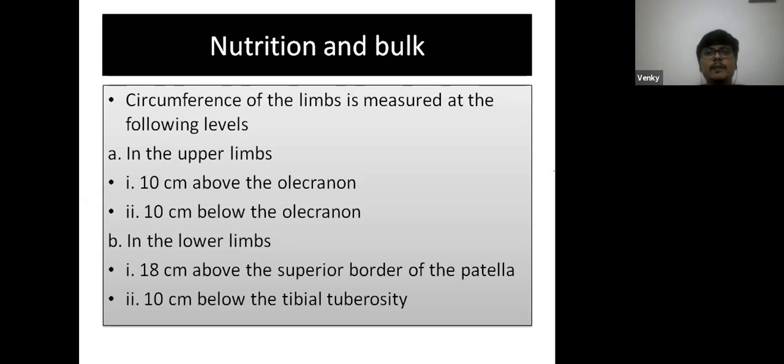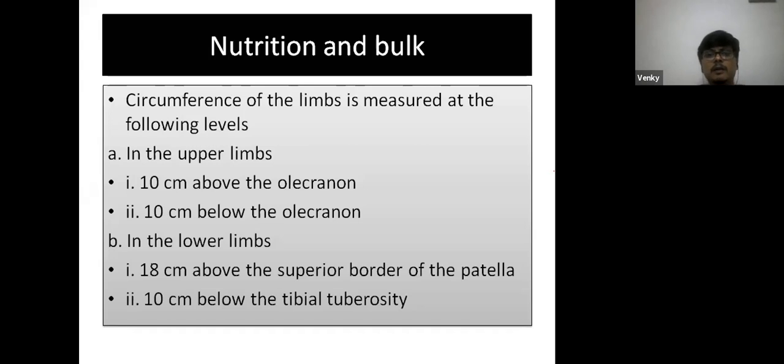Okay, so how will you measure the bulk? For bulk, you have to see the circumference of the limbs. In the upper limb, you have to measure at the arm and forearm: 10 centimeter above the olecranon and 10 centimeter below the olecranon. Please remember this point. This is the olecranon, you know this is the olecranon. From here, 10 centimeter here and 10 centimeter here. Okay.